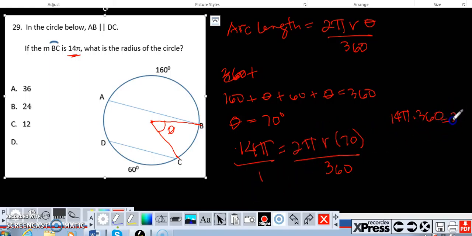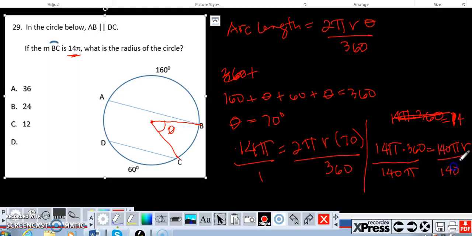So this will be equal to 2 times 70 is 140. 140 will not have enough space. I don't think you will see it. Let me write it here. 14 pi times 360 is equal to, I multiply 2 and 70, that will be 140 pi r. Okay? Now, if you wanted to solve for r, you just divide it by 140 pi. So you divide this one by 140 pi, you divide this one by 140 pi. So this pi and pi will cancel out. 140 and 140 will cancel out such that you only have r here.